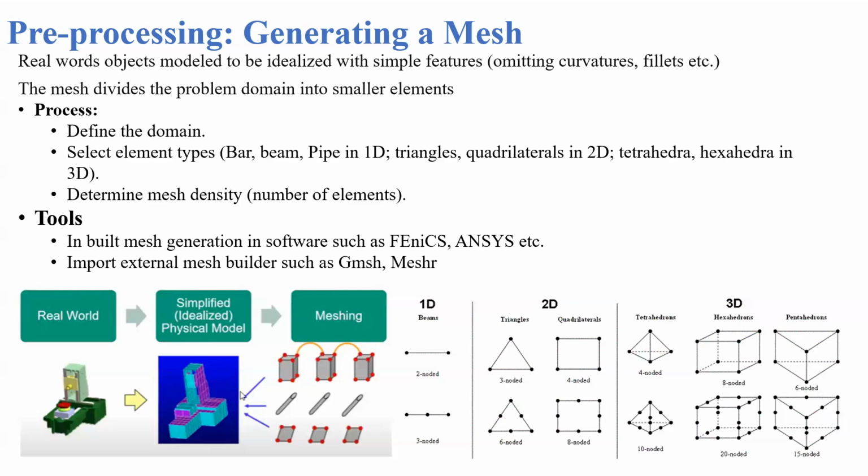you have a more complicated case such as a propeller or some complex geometry, then building a geometrical mesh could be quite challenging. Luckily, software such as Phoenix or ANSYS have an inbuilt mesh generator, and there are also commercial mesh generator software such as Gmsh and MeshR and so on. So as I said, we can have a real world problem represented with a physical model with meshes, and you can have 1D, 2D, or 3D mesh elements.